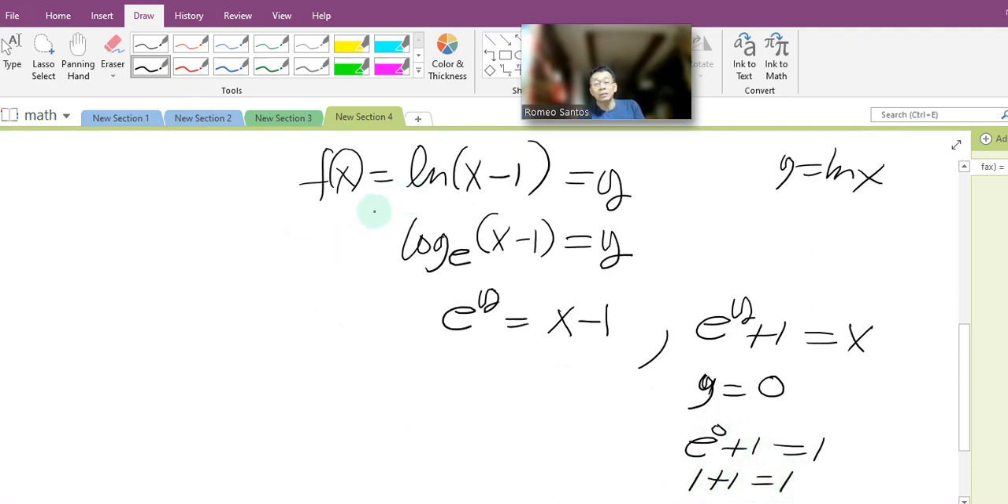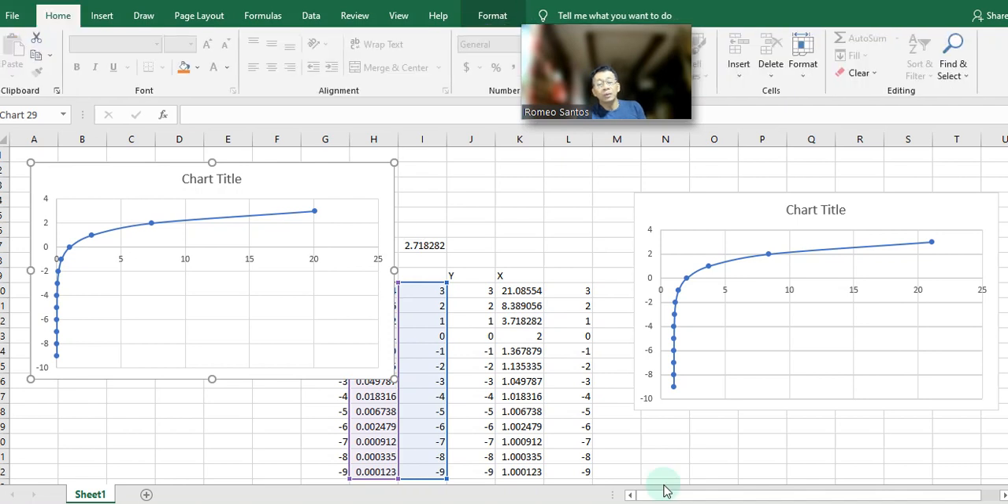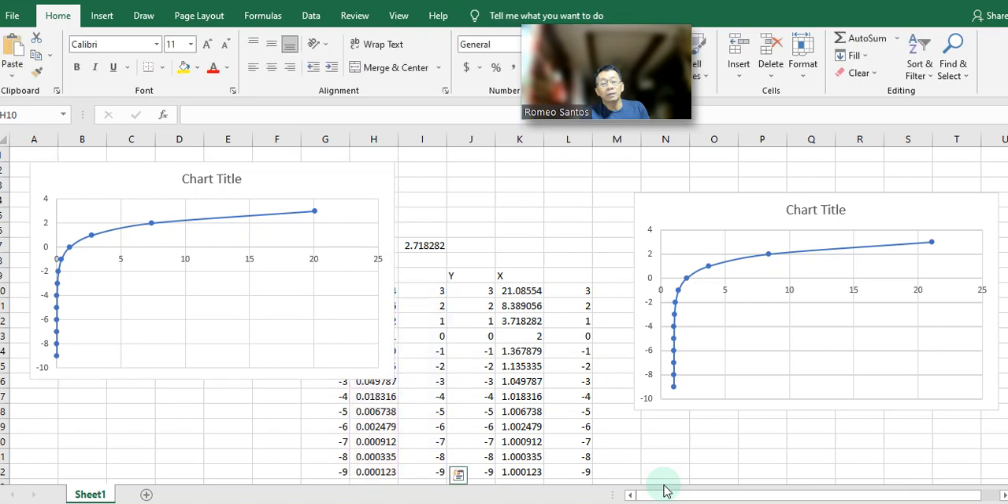So if you continue substituting values to y, this is what you get. When y is 0, x is equal to 2. When y is 1, we have 3 points. Here is the graph. So this is how you plot.